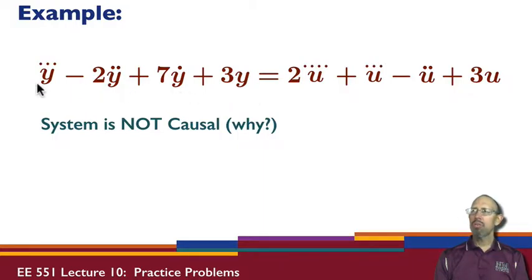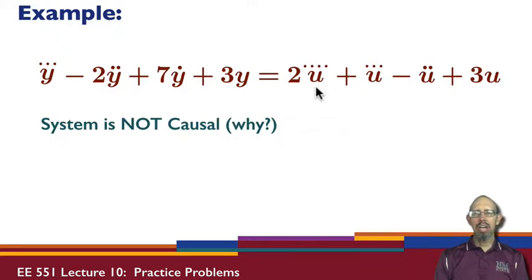Well, it turns out the reason this system is not causal is because the input is differentiated more times than the system output. And that actually is what determines what makes it causal or not. If we were to take the transfer function of this system, we would get a system whose numerator polynomial is of order greater than the denominator polynomial.